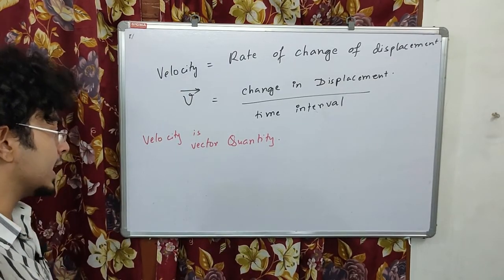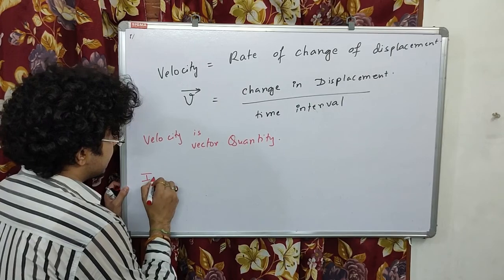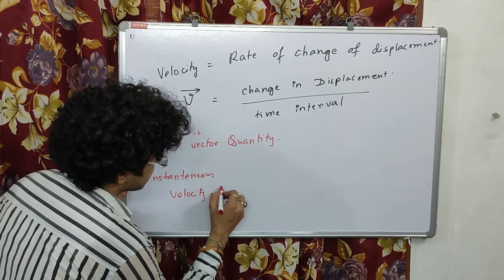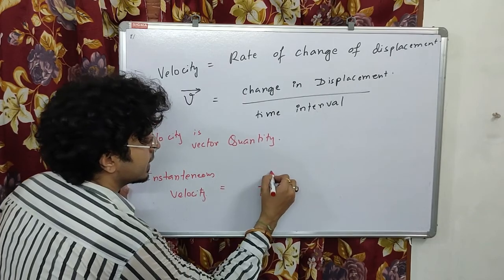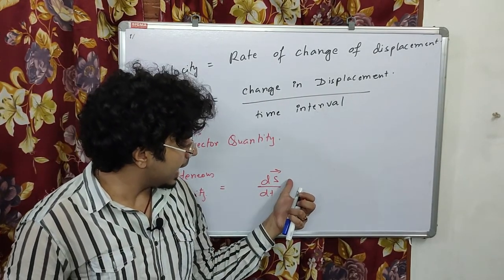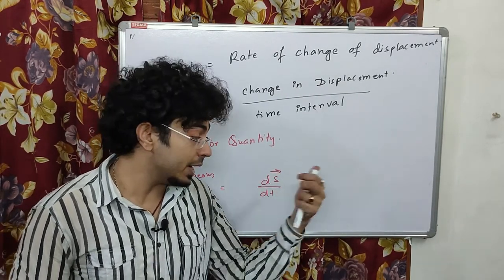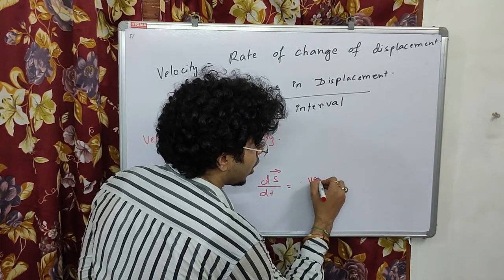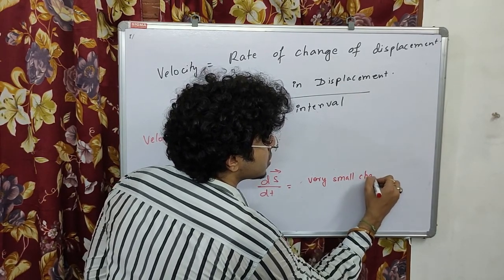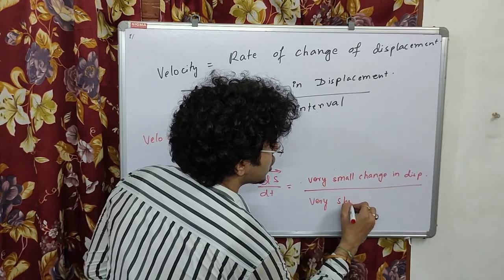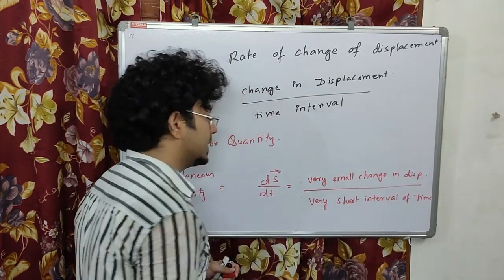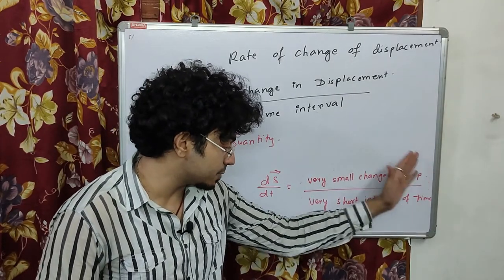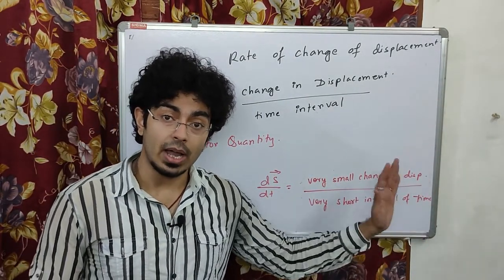So we can say instantaneous velocity is ds by dt. Now what is ds by dt? See, here I have given an arrow over s. This means ds by dt is the rate of change of displacement, a very small change in displacement within a very short interval of time. dt means a very short interval of time and ds represents a very small change in displacement within that very short interval of time. I hope this is clear to everyone.